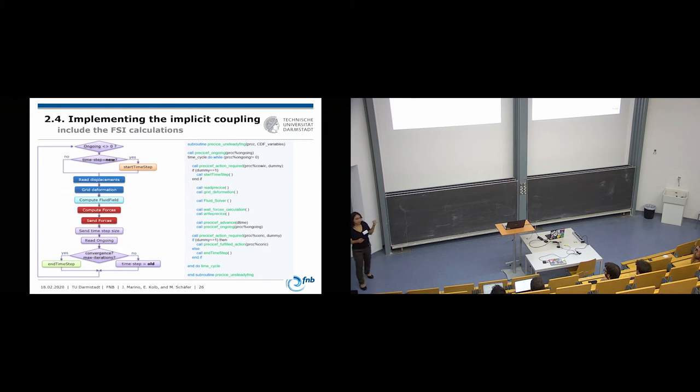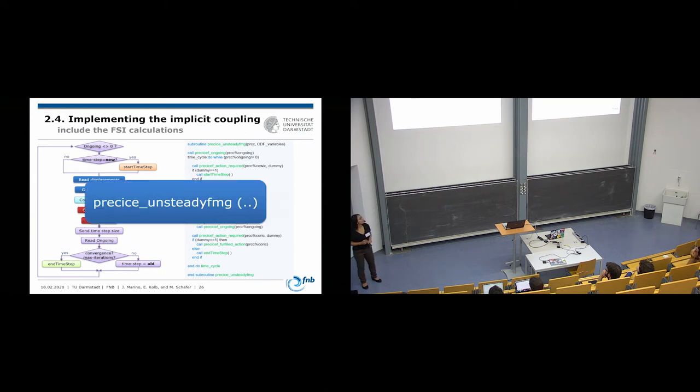The FSI subroutines, like read displacement. After that, you can apply some methodologies for grid deformation, for example, transfinite interpolation or an elliptic approach. Then you compute the fluid field in this state of the grid. After that, you need to determine the forces and finally send the information to preCICE. All these algorithms are encapsulated in preCICE steady FMG.